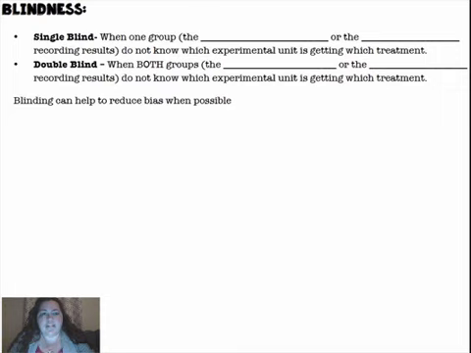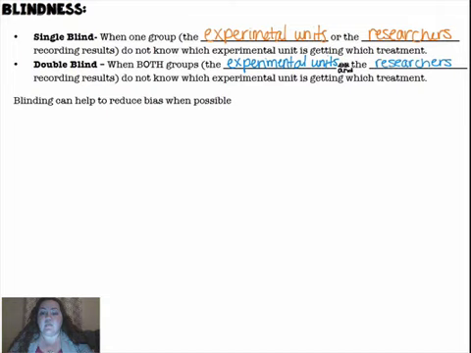Alright, blindness. A single blind study, or a single blind experiment, is when one group, either the experimental units or the researchers recording the results, do not know which experimental units are getting which treatment. A double blind is when both groups, the experimental units and the researchers recording the results, do not know which experimental unit is getting which treatment. Blinding can help to reduce bias when possible. Okay, so sometimes that might be helpful.